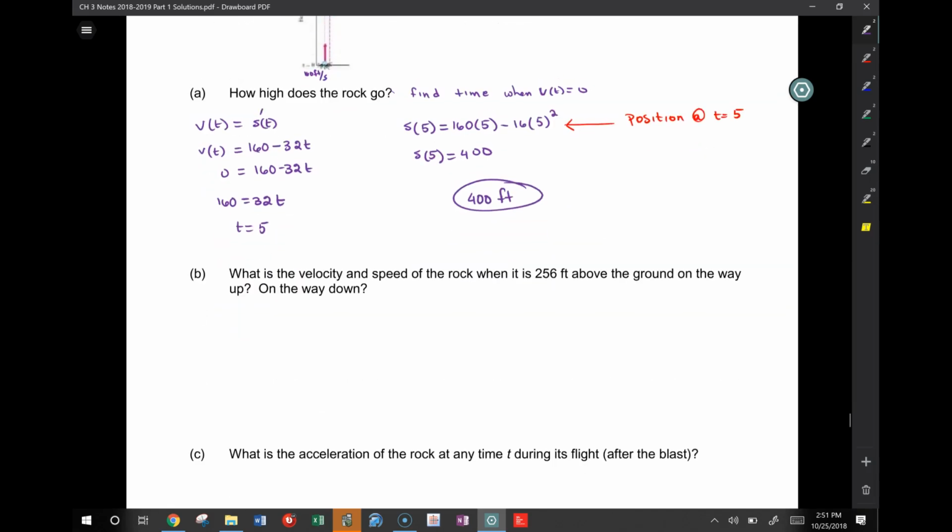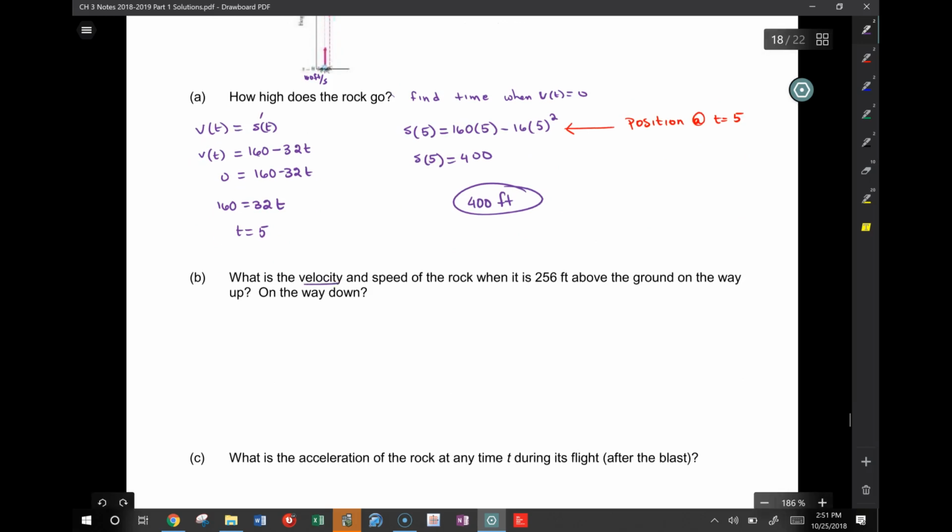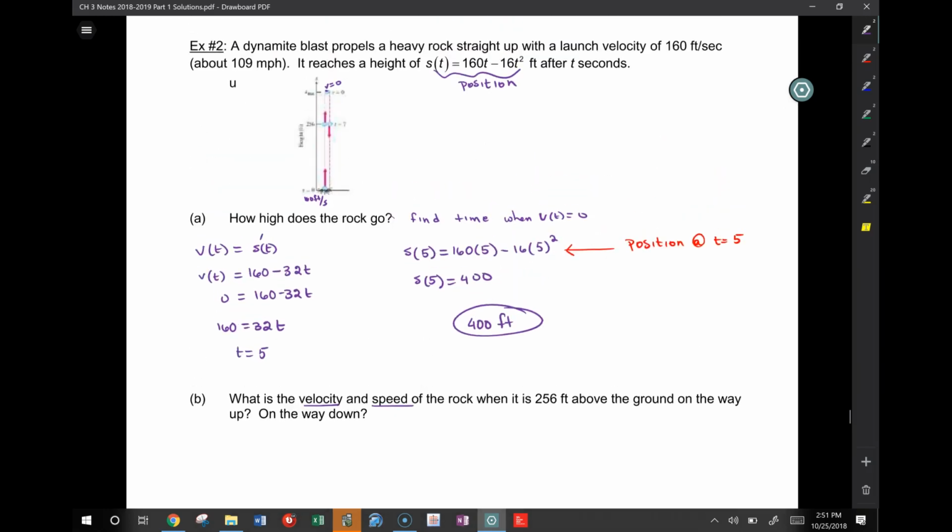Okay, next. What is the velocity and the speed of the rock when it is 256 feet above the ground, on the way up or on the way down? Okay, so it started here and then it goes up a total of 400 feet. On its way, here it's at 256 feet, right? And then it goes up 150 feet more. And then when it's going down, it's at 256 feet again. So let's see what's the velocity there and what's the velocity at that point.